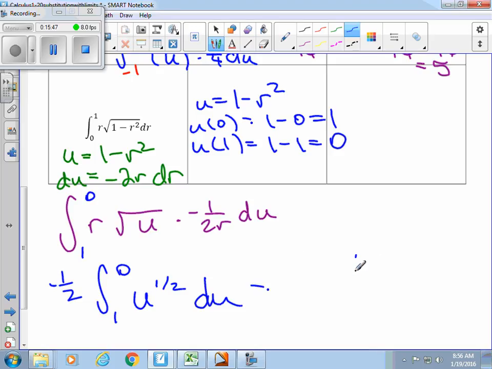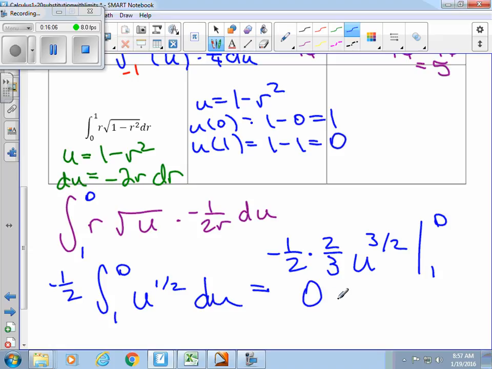Anti-differentiate. U to the 3/2 times 2/3. Great news! I don't have to do any substitution back. I can just plug in the 0 and plug in the 1. 0 to any power is 0. 1 to any power is 1. Negative 1/2 times 2/3 gives you negative 1/3. So that's positive 1/3. Again, you would get the same thing if you substituted back in.